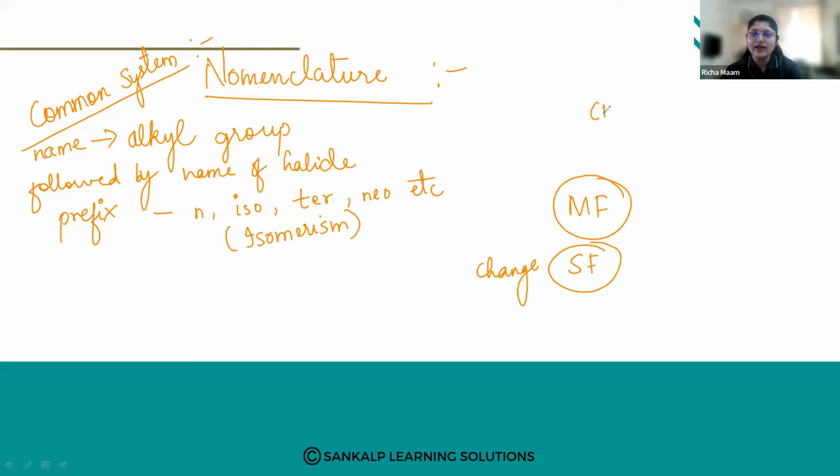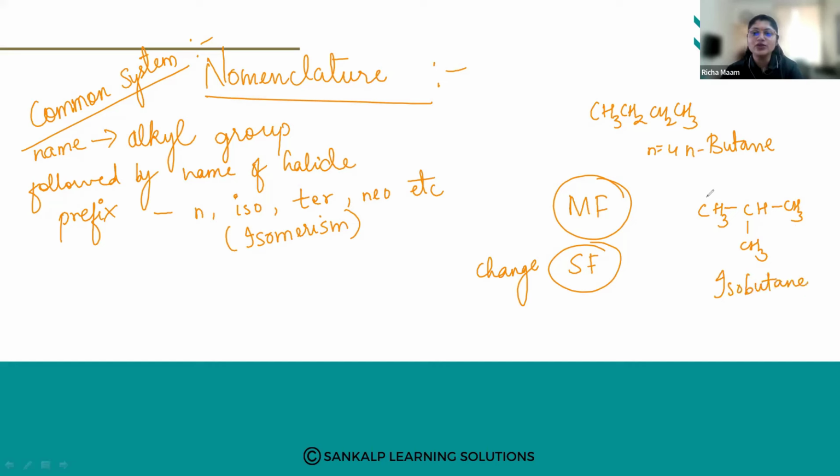Suppose I have N-butane. So CH3, CH2, CH2, CH3. The number of carbon atoms is 4, so this is butane. When you have it in a straight chain, it is called N-butane. In the same way, CH3, CH, CH3, and CH3. This is isobutane.